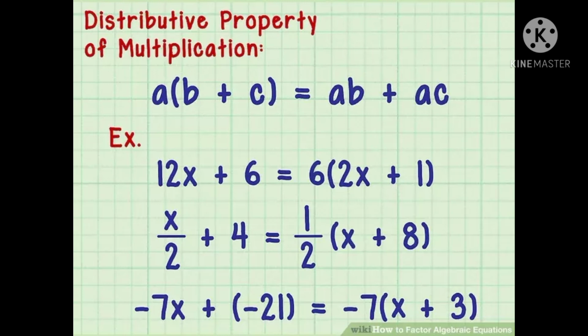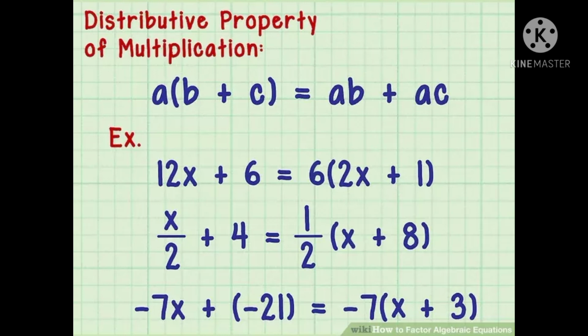This simplification process is possible because of the distributive property of multiplication, which states that for any numbers a, b, and c, a times (b plus c) is equal to ab plus ac. Let's try an example problem.